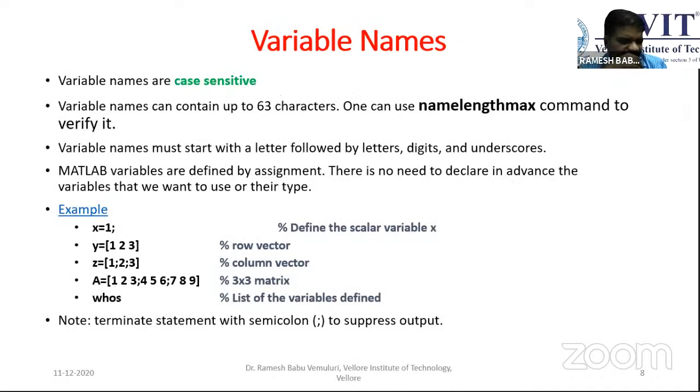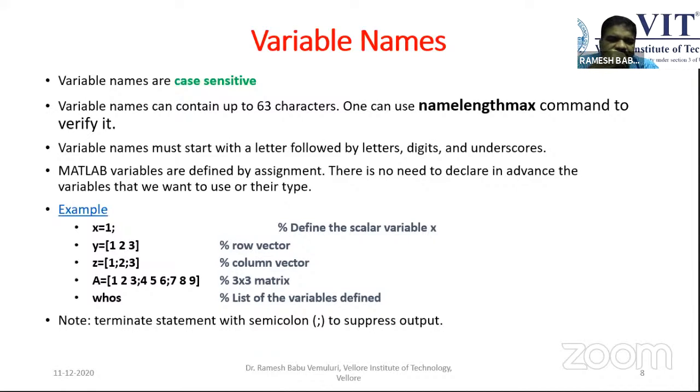Then there are variable names. They are case sensitive. Definitely the capital letter and the small letter are different. Variable names can contain up to 63 characters. You can use the namelengthmax command to check the maximum length. Variable names must start with a letter, followed by letters, digits, and underscores.